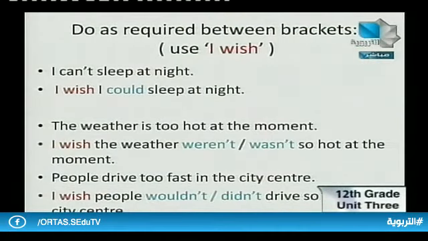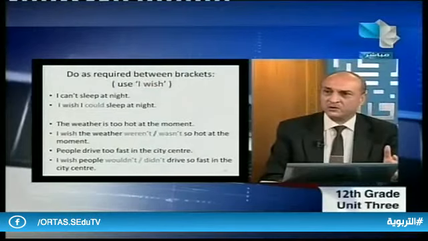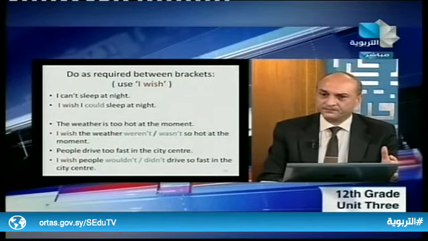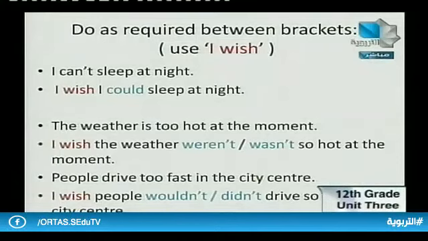Here we want the student to write a wish sentence to talk about himself. The first one, let's do it, Mr. Qutayba. "I can't sleep at night." Our students see "can't," inability, so it's easy for him, and he should say, "I wish I could sleep at night."